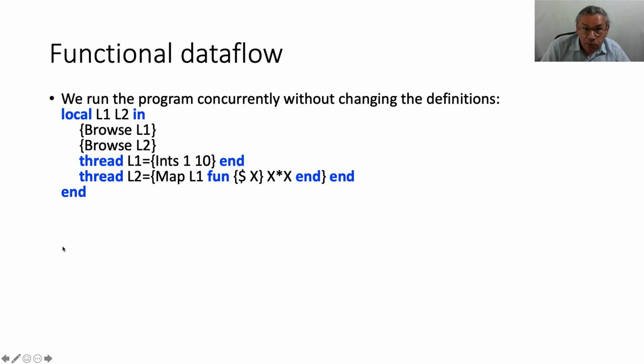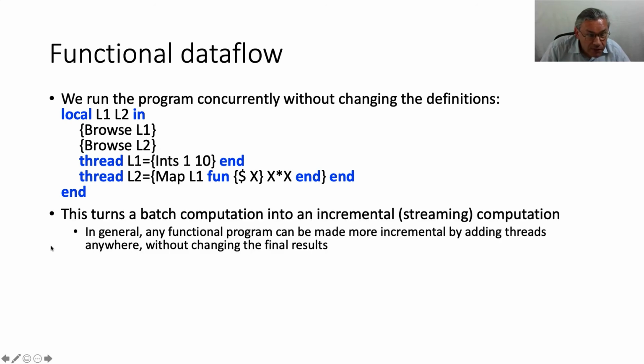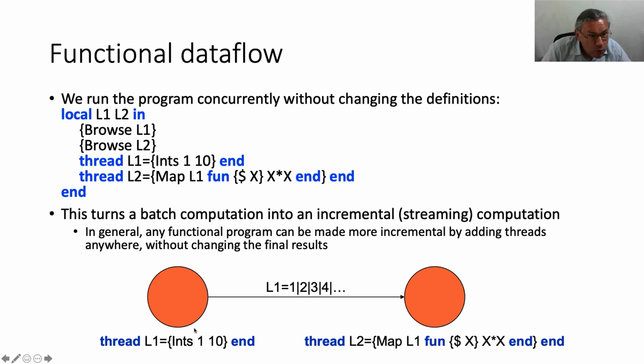So here's the same program we saw before. I run now ints and map each in their own threads. So what's the difference? Well, this will turn a batch computation into an incremental streaming computation. In fact, any functional programming can be made more incremental by adding threads anywhere, and this does not change the final result. So graphically, we can have this process on the left, which is kind of an agent, creating incrementally the stream L1 and the other agent on the right doing incrementally the map. So we have two agents communicating concurrently through a stream.